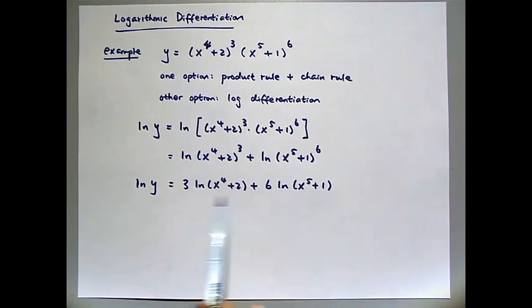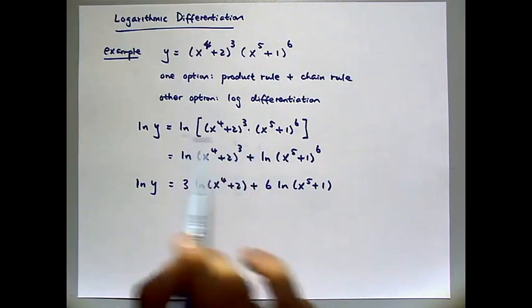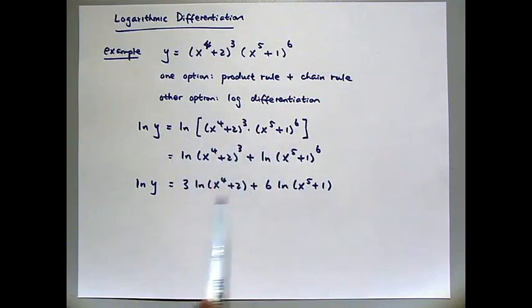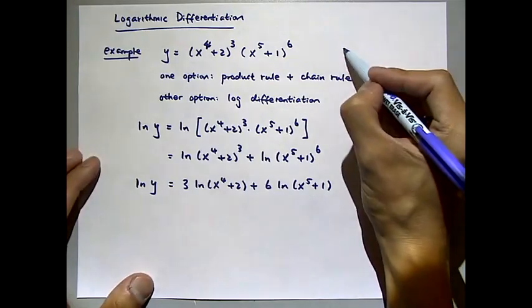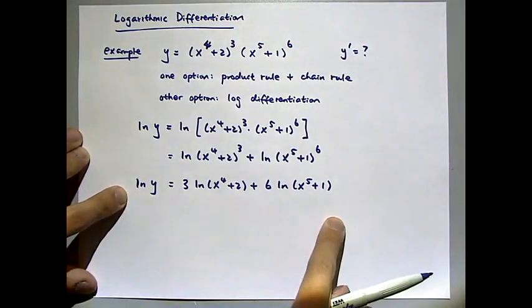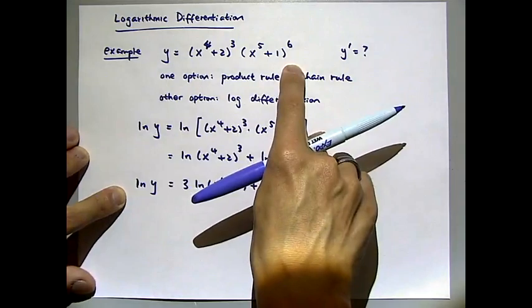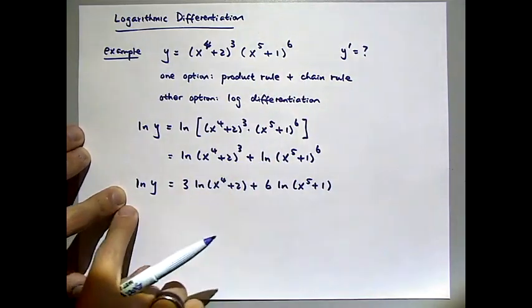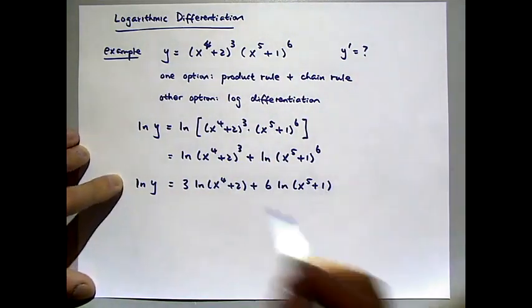Okay, so that's as far as we can go with the natural log stuff. You cannot break this up anymore. You cannot break up natural log of the sum of 2 things. You can break up natural log of a product of 2 things, but not the sum or difference. You can break up quotient and product, but not sum or difference. This is it. There's nothing more you can do to simplify any further. Now remember, we're still looking for y prime. And now we have y implicitly defined as opposed to explicitly like we had originally. Let's differentiate this implicitly to find y prime.